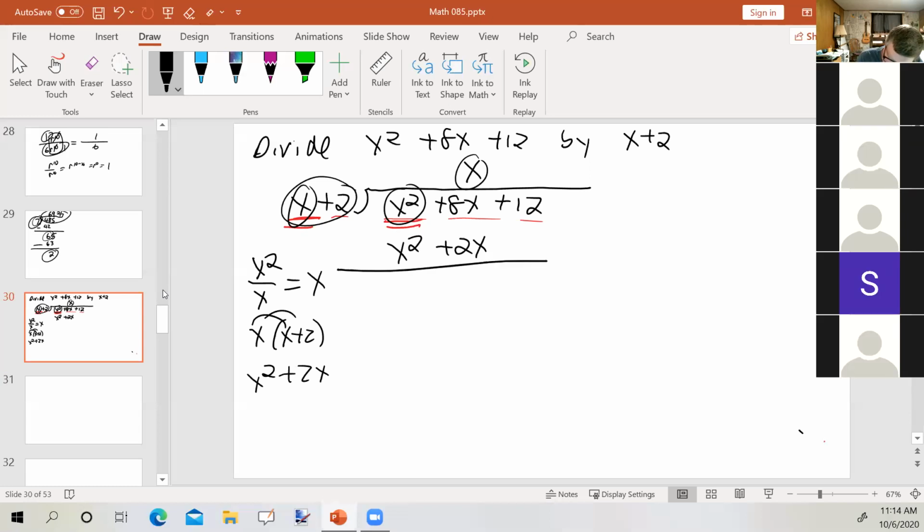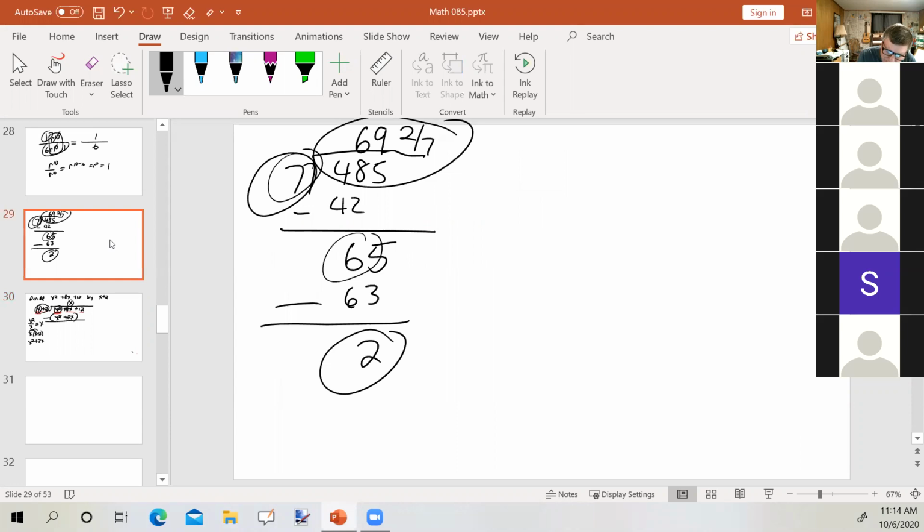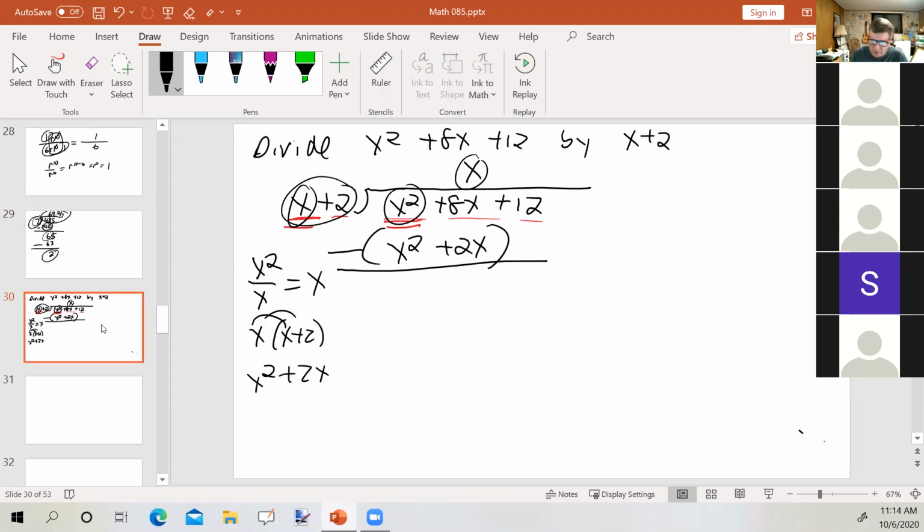You draw a line and you subtract that whole quantity. Now, I need parentheses around the x squared plus 2x because if I just put a subtraction sign, it's going to look like it's minus x squared plus 2x, but I'm subtracting the whole thing. Back here, since this is all one term, I don't have to worry about parentheses, but here I do.